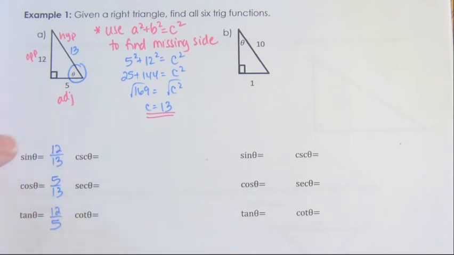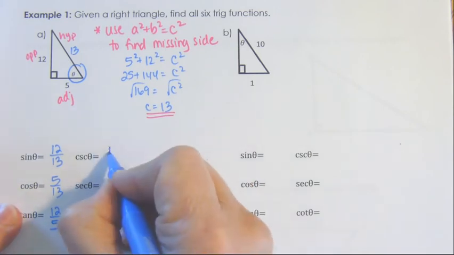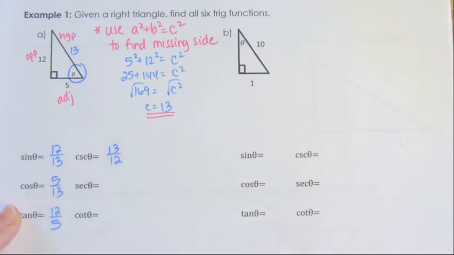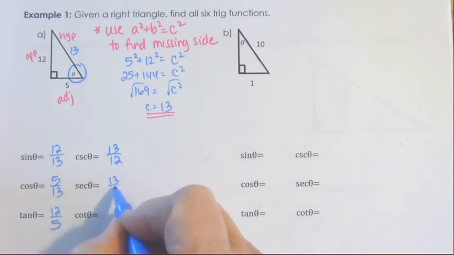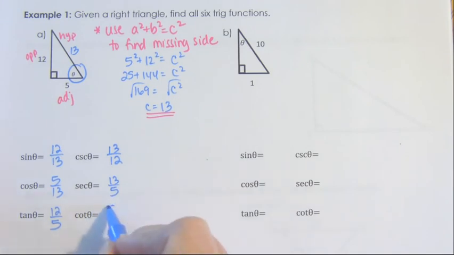Cosecant is the reciprocal of sine. So I've got 13 over 12. Just going to flip it. If I know sine, I'm just going to flip it to get cosecant. To get secant, I'm going to flip my cosine. So I've got 13 over 5. And cotangent is 5 over 12.